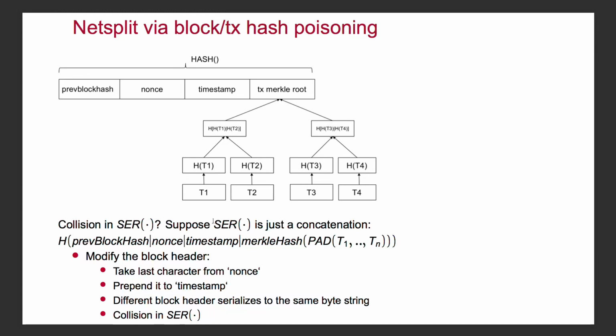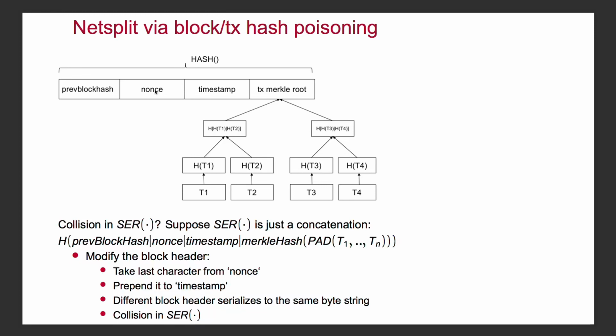So suppose that the serialization function is a really simplistic one. We're just concatenating fields. So we have these 4 fields here, and we're just concatenating them. So yeah, that's shown here. We take the previous block hash, concatenate with nonce, timestamp, and Merkle hash. So then someone could take a valid block and take the last character of the nonce here and just move it into the timestamp. So if we do that, then the concatenation of these fields is not going to change, because we just moved the last character from the nonce into the timestamp.